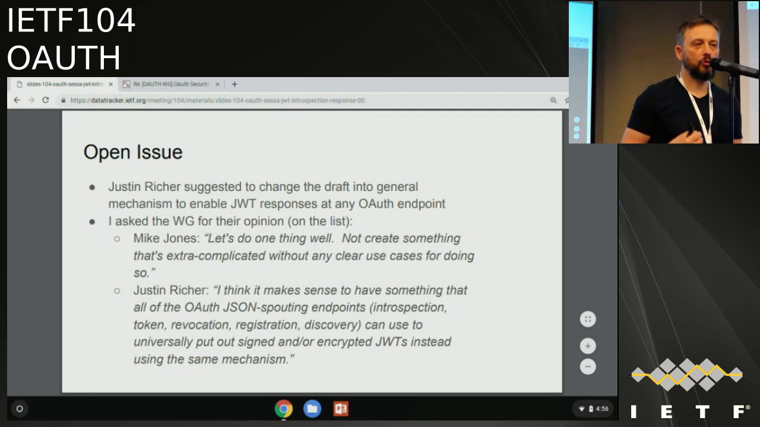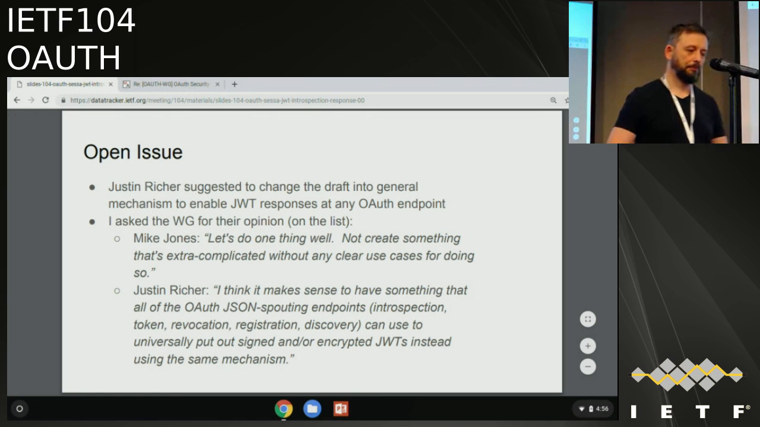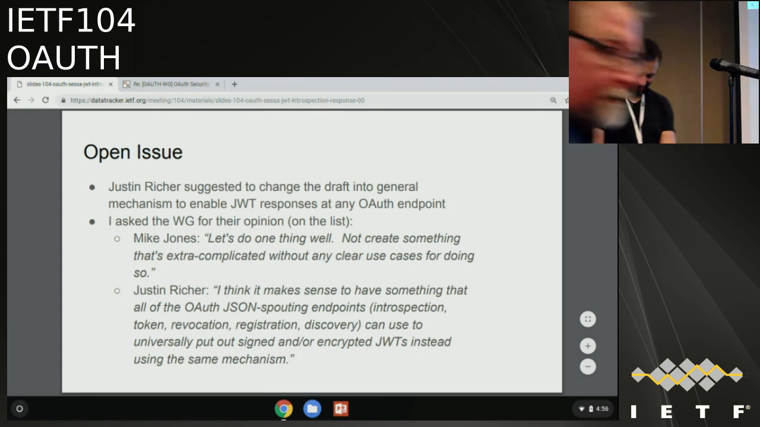I try to keep neutral on that point, but my objective is to get it through, because we have deployments depending on that draft, and I think it's a useful extension. I would like to get your advice as a working group and you as working group chairs how to proceed with that topic. Any opinions besides? I think Mike will state his opinion, but we want more.